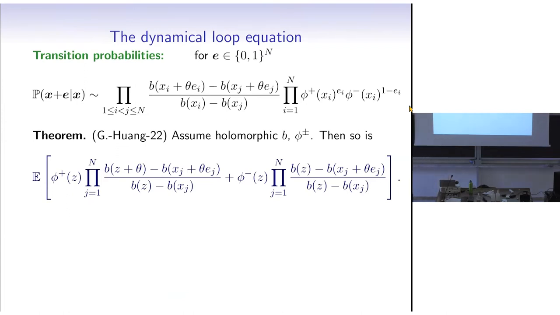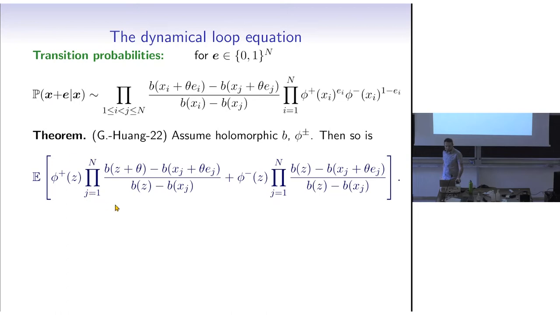So it's written here. If we assume that the parameters of this Markov chain, B and phi plus, phi minus, were holomorphic, then the following expectation in this model is also a holomorphic function. So what is the expectation here? The randomness comes from this configuration, from these e_i's. That's where the randomness comes from.